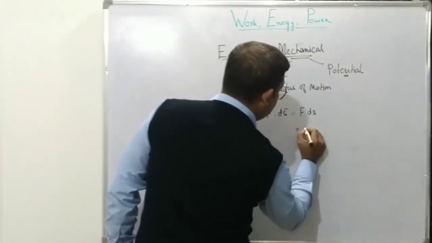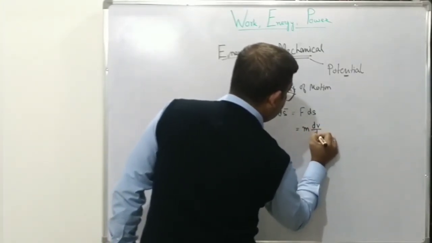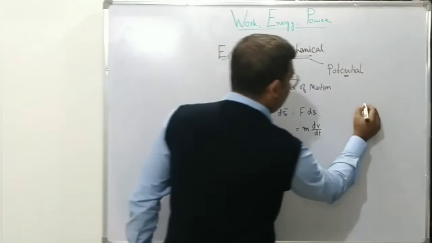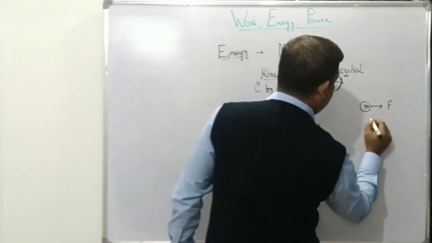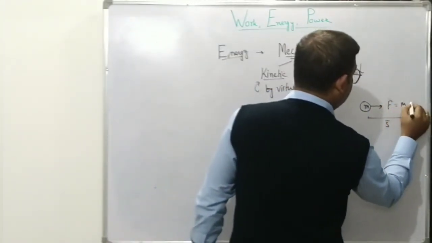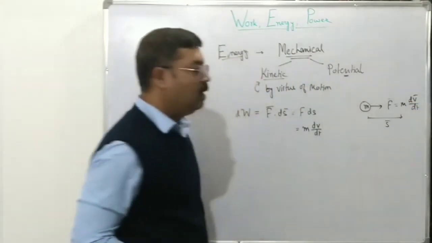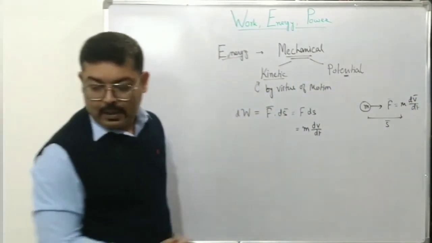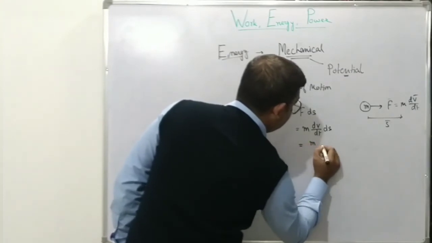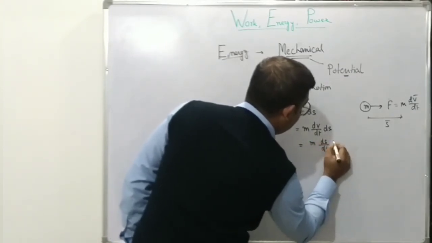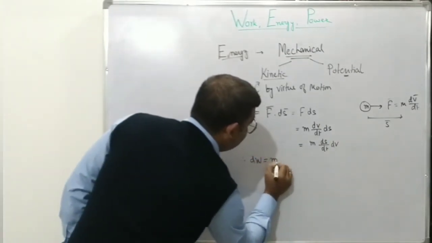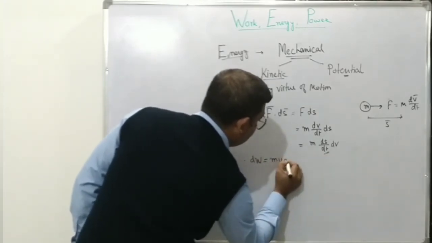However, F is given by m into acceleration, that is m dv by dt. This is force. Force is mass into acceleration of the body. This is mass, this is F, and this is the displacement. So the force F will be m dv by dt, into displacement ds. Or we can rewrite this as m ds by dt into dv. Therefore, we can say the work done is equal to m, ds by dt is v, into dv.